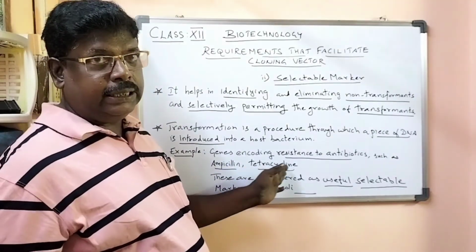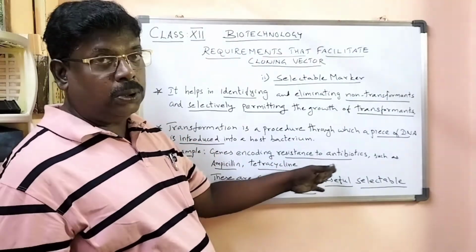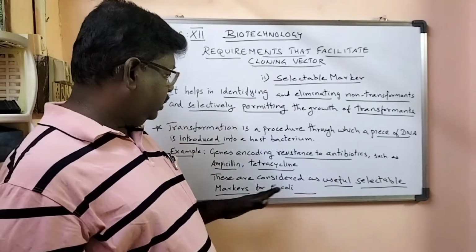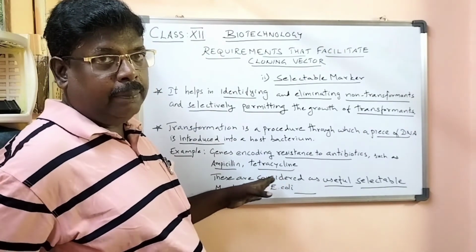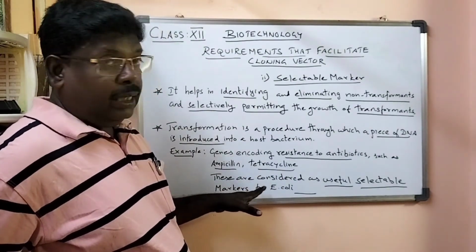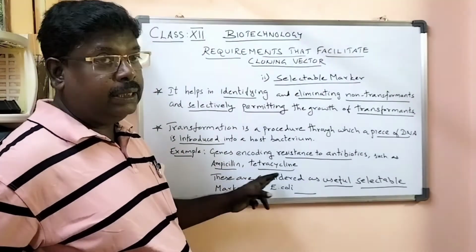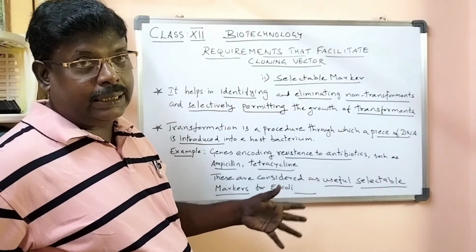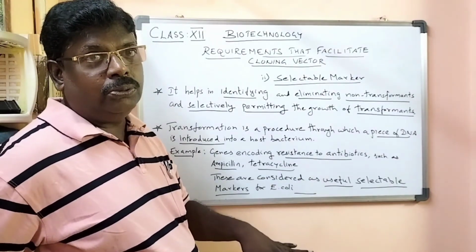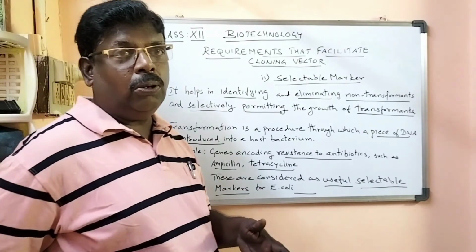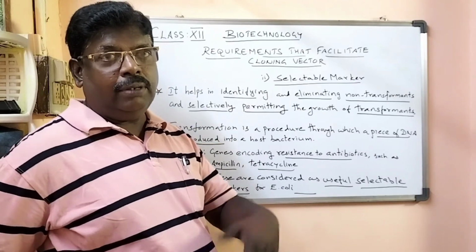An example is genes encoding resistance to antibiotics. There are some genes that encode resistance to antibiotics, such as ampicillin and tetracycline. They are considered useful selectable markers for E. coli. The remaining two, the third one, cloning vectors, and the fourth one, cloning vectors especially for plants and animals, we'll see in the next video.